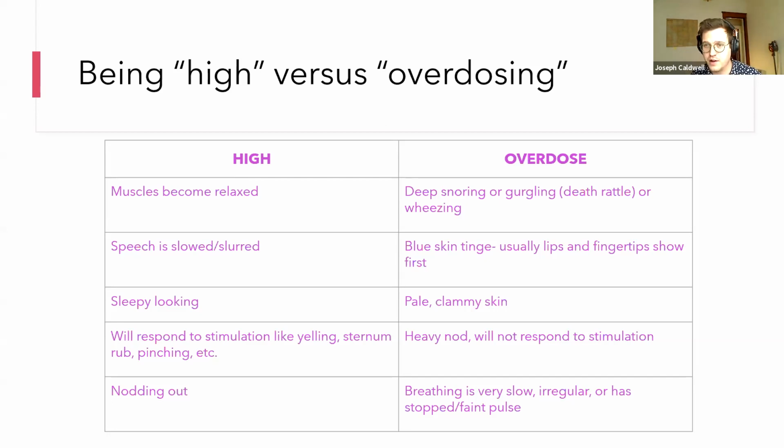We're also looking for pale and clammy skin overall. I didn't put this in here, but we're looking for pinhole pupils as well. If the pupils are not reacting to light stimuli, that's also a really important sign. It's hard, as I mentioned, to differentiate between a regular nod and a heavy nod. What's important here is that if they're not responding to any type of stimuli, then we can assume it's an overdose situation.